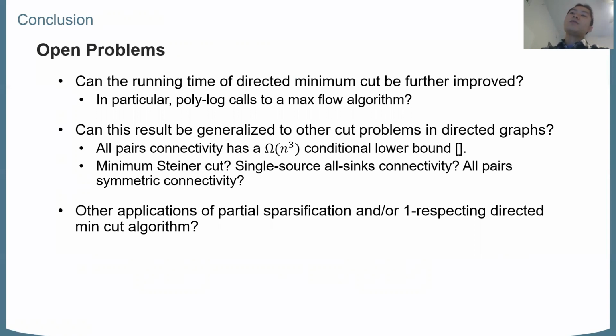For all these problems, no better algorithm was known than running N max flows. And although all pair connectivity has a strong conditional lower bound, other problems don't have a strong lower bound yet. And finally, there are other applications of our partial sparsification technique and our one-respecting directed min cut algorithm.